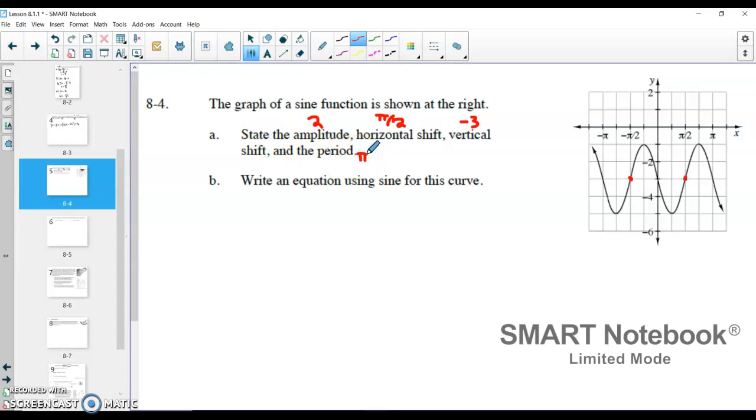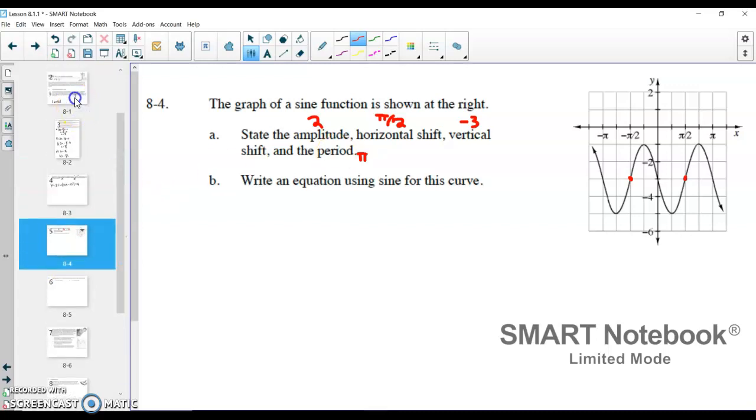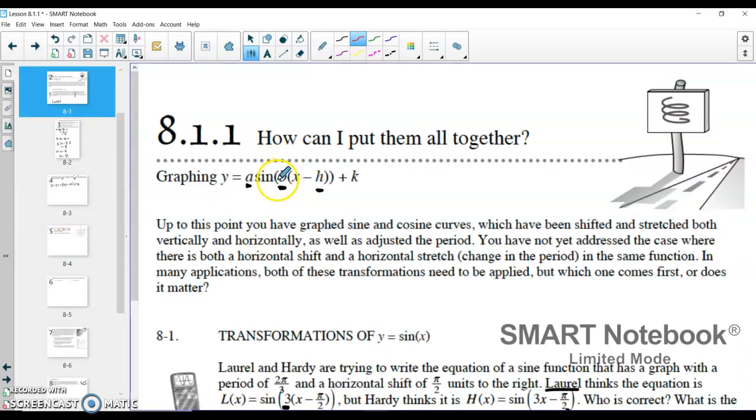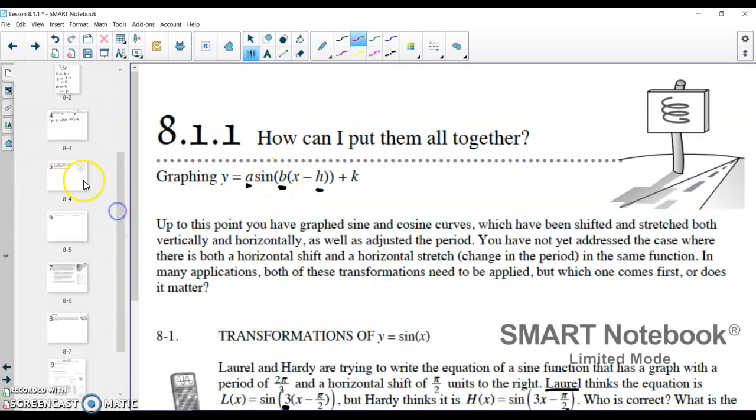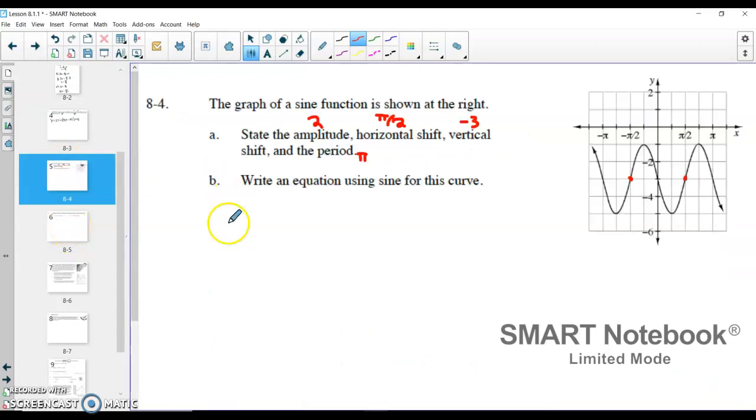Okay, the whole function takes place in just pi. When a function has a period of pi, that means it'll go through 2 complete cycles. And that's that b value, keep in mind. It'll go through 2 complete cycles in the matter of 2 pi. And so that tells me my b value is actually going to be 2 in this problem. And that's going to help me.